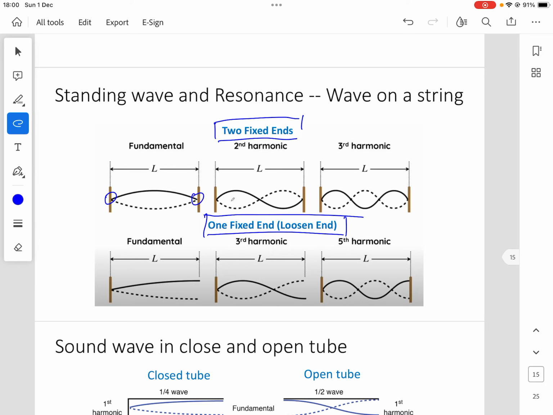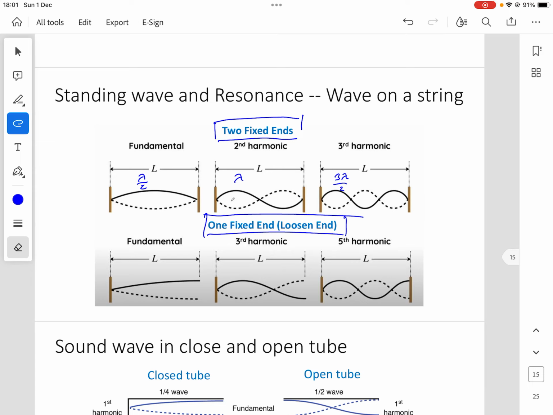Must be fixed means that there are two nodes at the left and at the right, and one loop. Let's count the number of lambda. One loop means half of the lambda, right? Two loops means lambda, and three loops means 3 lambda divided by 2. One loop, this is one loop, right? When you get two loops, this is one lambda.